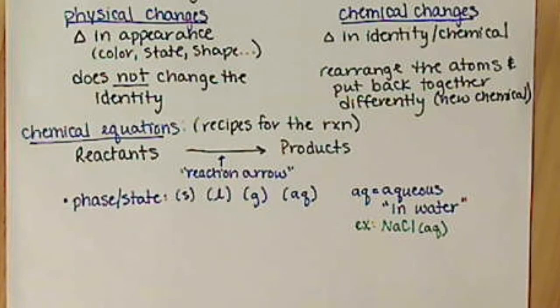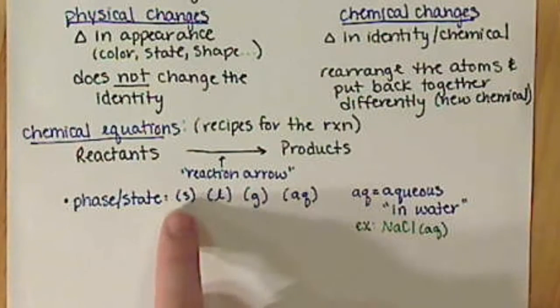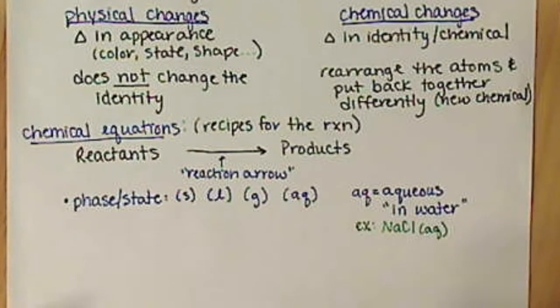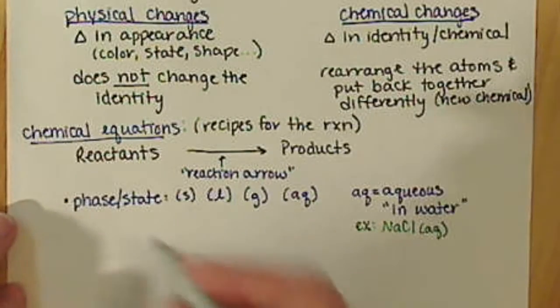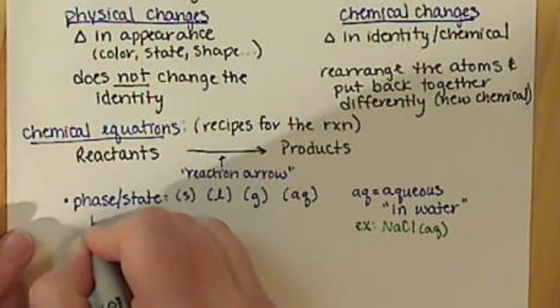It wasn't liquid. You didn't melt it. You didn't change the state from a solid to a liquid. You actually took that solid and dissolved it into the water. And so that's what we mean by aqueous. Our phase, our state, these symbols are listed after the chemical formula.